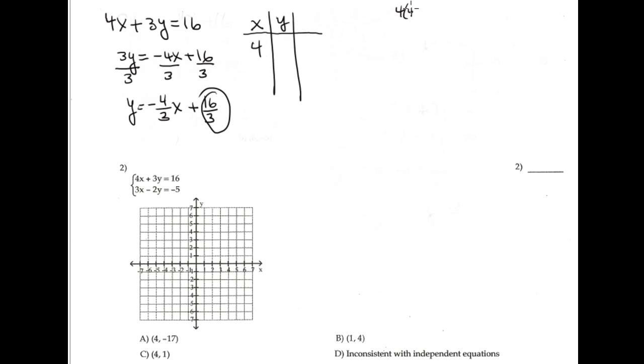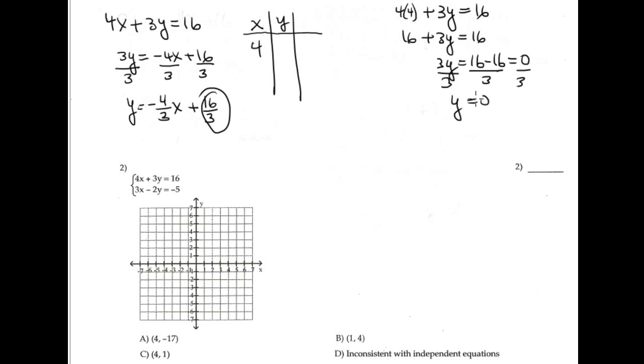4 times 4 plus 3y equals 16. 4 times 4 is 16, plus 3y equals 16. Now 3y equals 16 minus 16, which is 0. Divided by 3, y is obviously 0. Good. 4, 0 is the first point. Now for another point, maybe I select the arbitrary value 7.